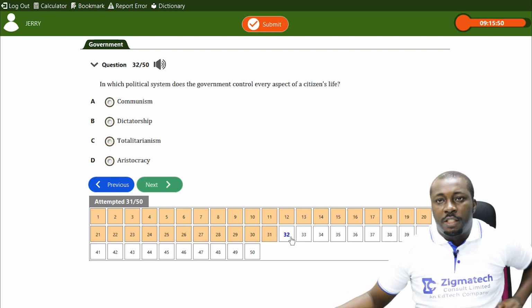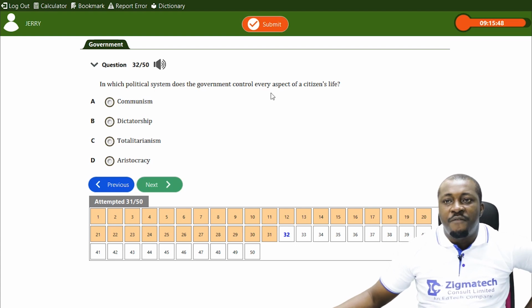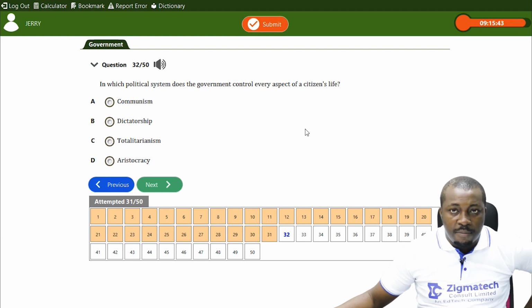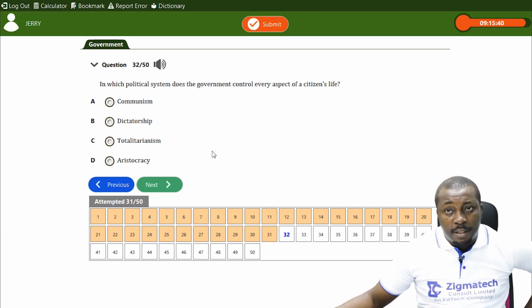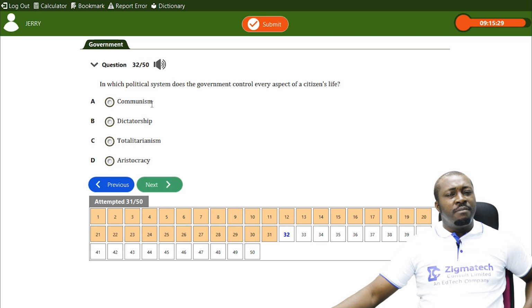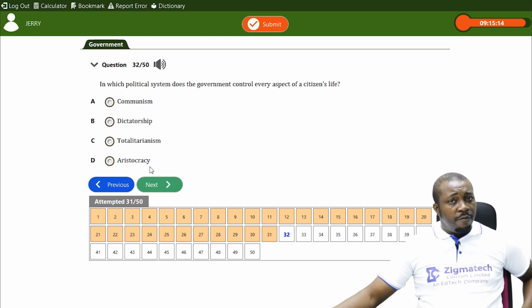Now, in which political system does the government control every aspect of citizens' life? Now, this topic can be found in SS1 scheme. Now, where do you talk about control of every aspect of citizens' life? Now, is it in communism? Actually, we see it in communism. Is it dictatorship, where one powerful person lords it over all the members of the state? Is it aristocracy, where nobles rule, the gifted ones?